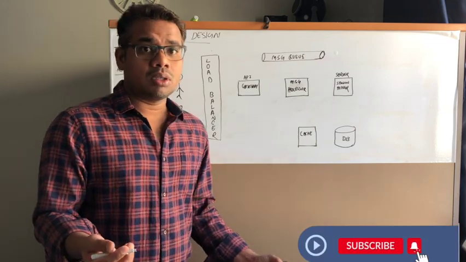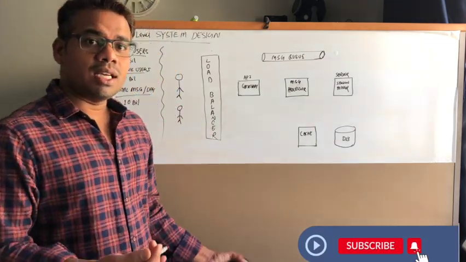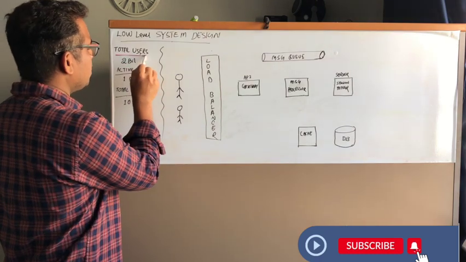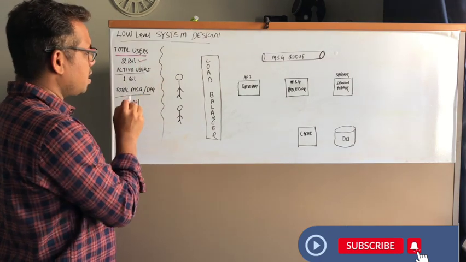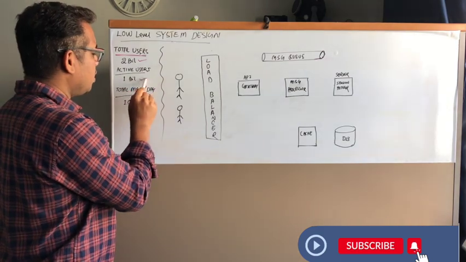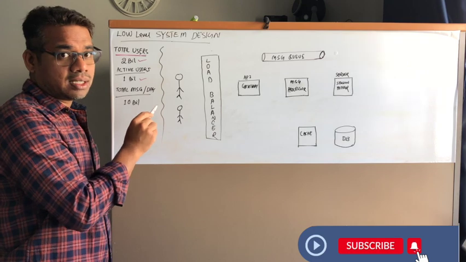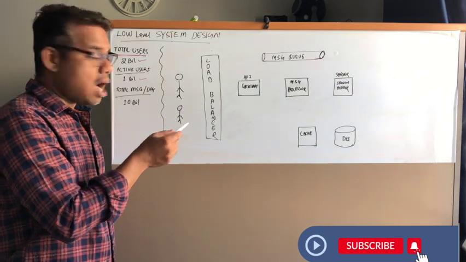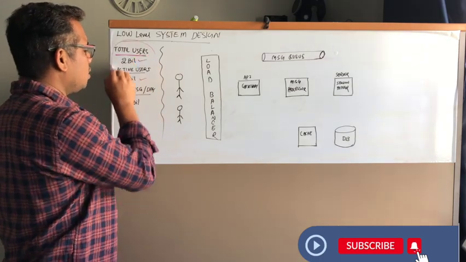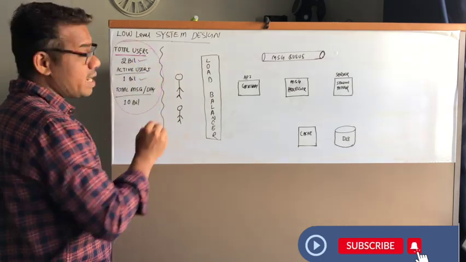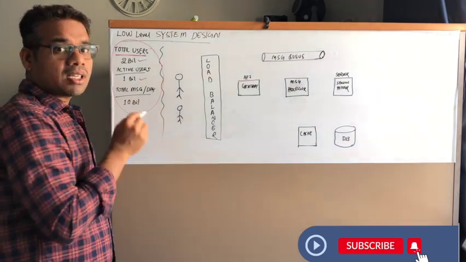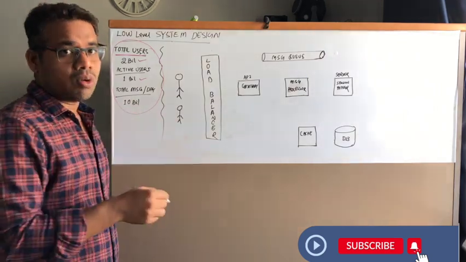When you talk about the scale, the scale we are going to talk about is a total of about 2 billion users for that service, and the active users would be 1 billion, right? And the total messages going to the server in and out per day is 10 billion, right? So this is the scale we are trying to cope with, and keeping those numbers in mind, we'll try to design the whole system, right?